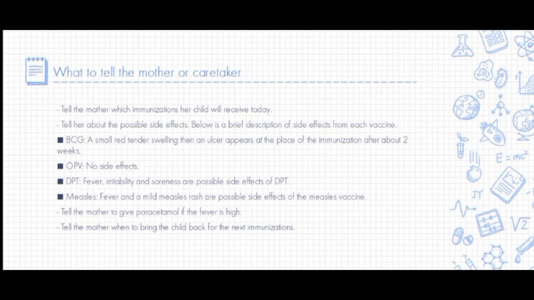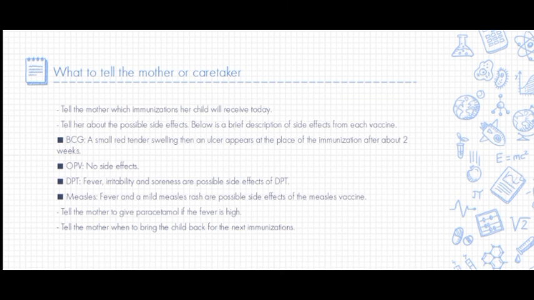First is the BCG. BCG causes a small red tender swelling, then an ulcer, which appears at the place of the immunization after about 2 weeks. The ulcer heals by itself and leaves a small scar. So tell the mother a small ulcer will occur and to leave the ulcer uncovered. If necessary, cover it with a dry dressing only. Second is the OPV. OPV has no side effects.